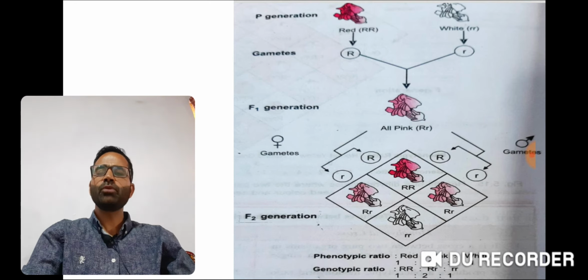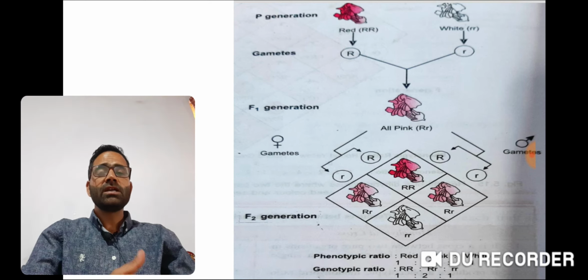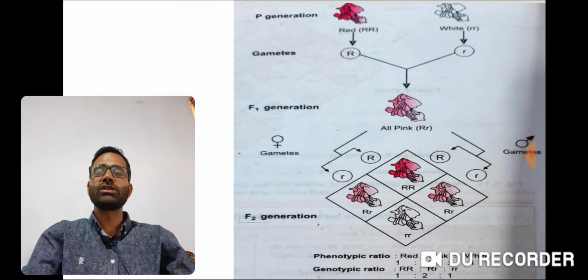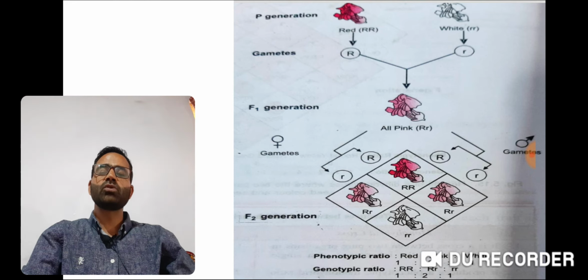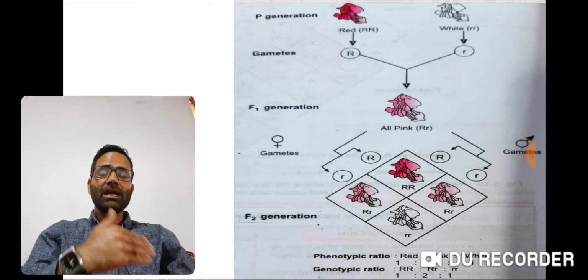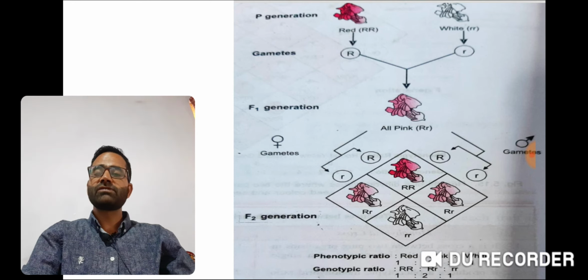As you can see in the Punnett square, when the capital R is in the homozygous condition, then red colored flowered plants will be produced. When the plant is homozygous for the small r allele, then white colored flowers will be produced.